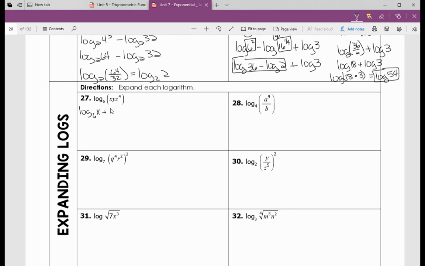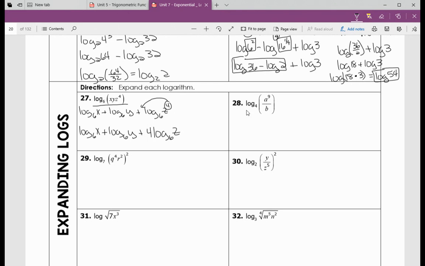So log base 6 of x plus log base 6 of y plus log base 6 of z to the 4th. Now, the last thing I have to do is I have to use my power rule to move my 4 to the front as a multiplier. So log base 6 of x plus log base 6 of y plus 4 times log base 6 of z. And that would be your final answer. You went from 1 logarithm to 3 logarithms.